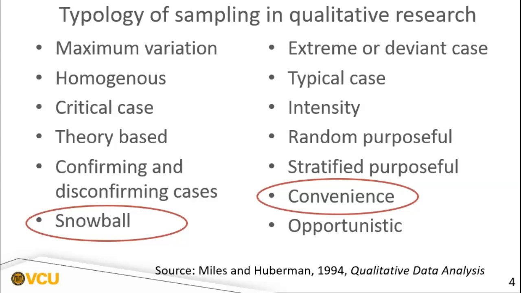Another qualitative sampling method is convenience sampling. Convenience sampling is a type of non-probability sampling method that relies on data collection from population members who are conveniently available to participate in the study. Facebook polls are a good example of convenience sampling.